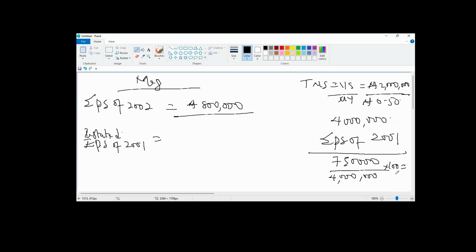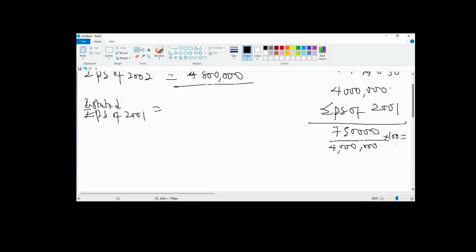Times 100, it will give me the EPS. Why do I need that? To restate. I need to restate. We have 750,000 divided by 4 million. So 19 kobo. I can come here, 19 kobo, times the reverse of the bonus issue.